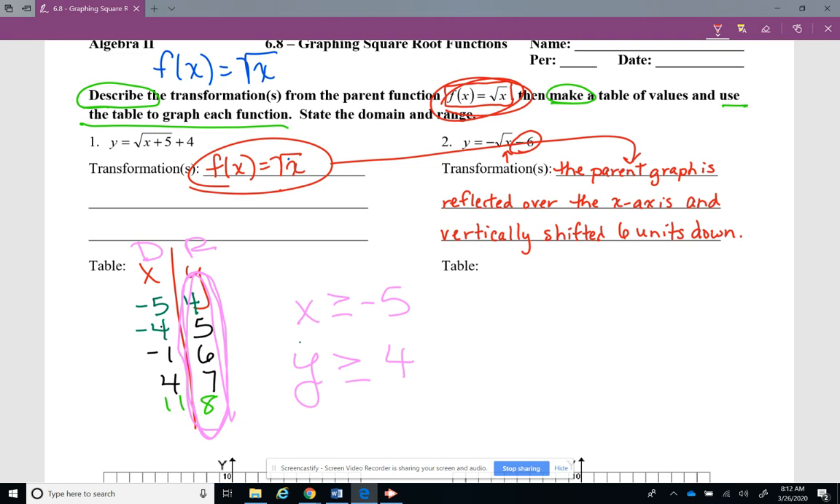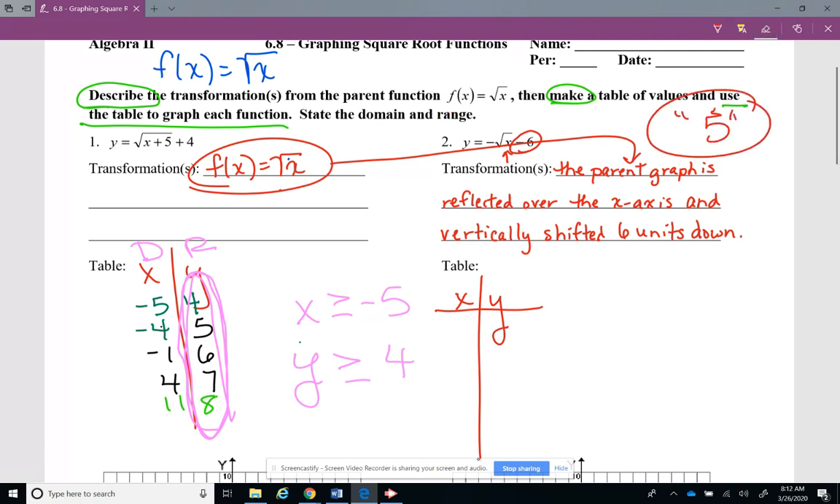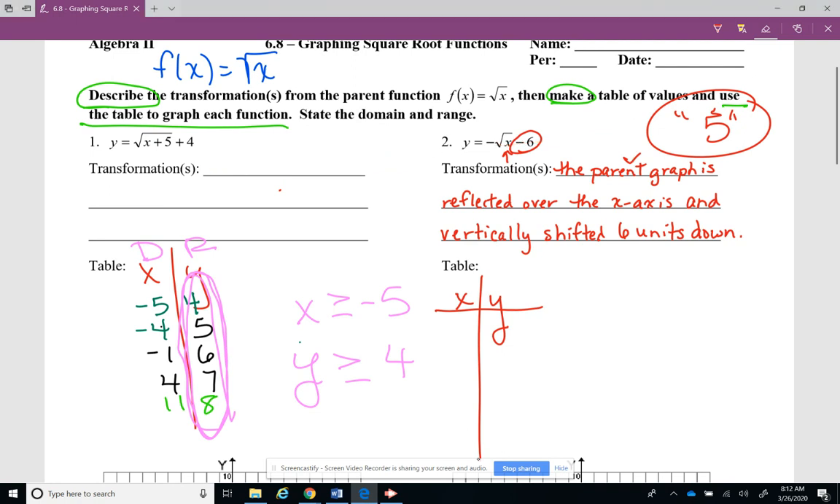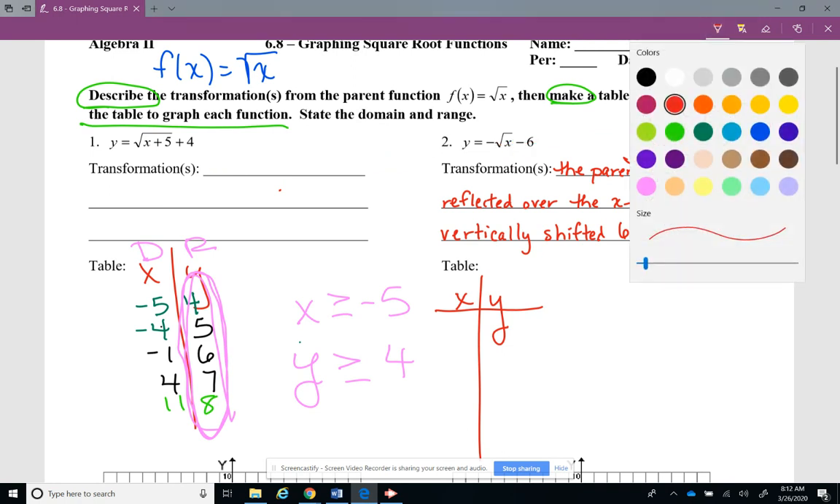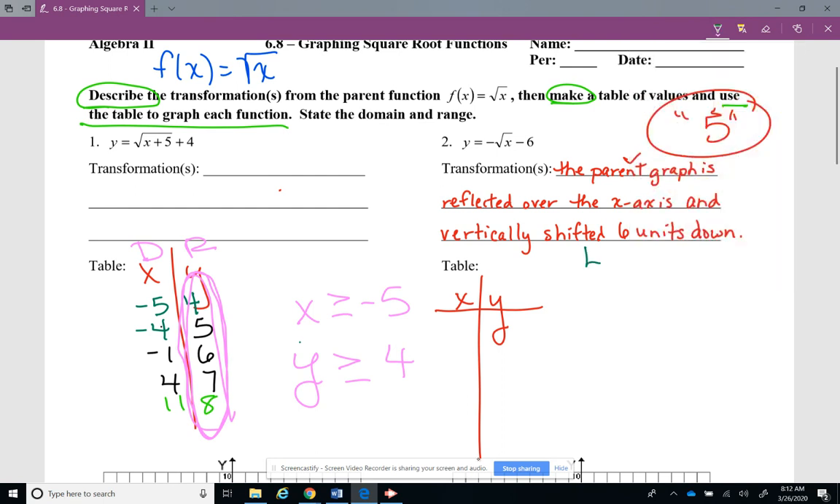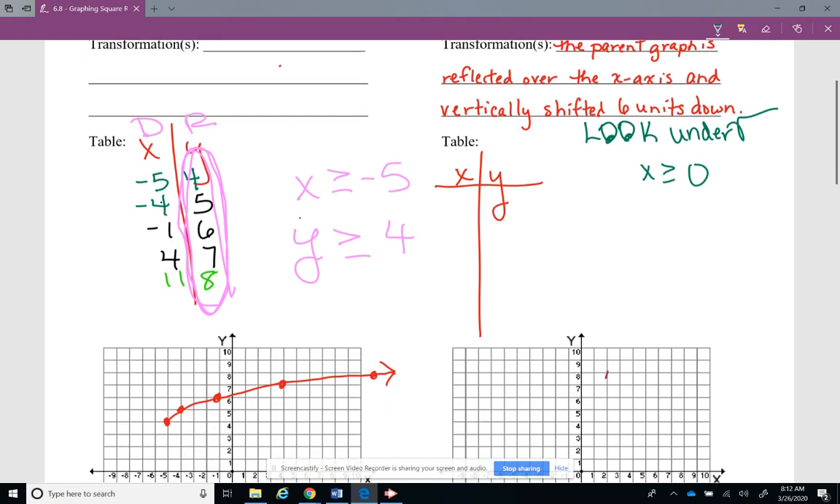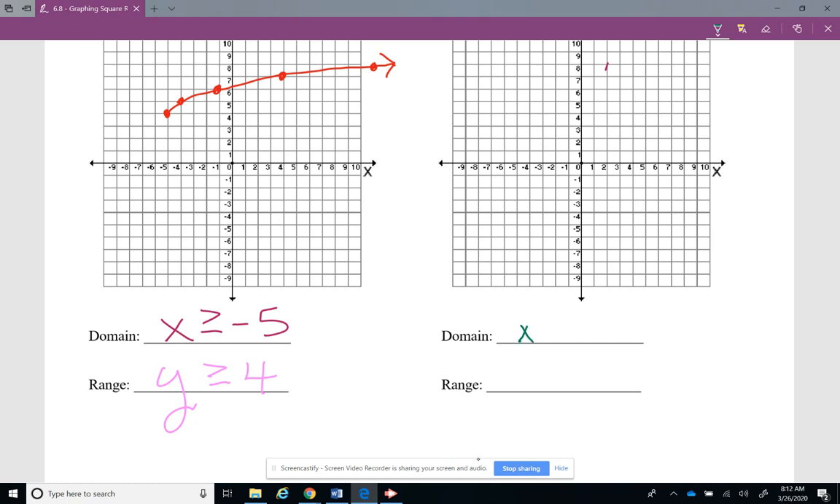All right, next thing we're going to do is make a table. So x and y, we're going to try to do 5. That's the magic number, 5 ordered pairs. The first thing you want to do is go look underneath the radical. That's where you go first. So let's do this to help you remember. We're going to look under the radical, okay? So whatever's there, pull it out and say, okay, that has to be greater than or equal to 0. I didn't have to solve it like I did before. That's my domain. Let's go ahead and put that where our domain is. Our domain is x is greater than or equal to 0.